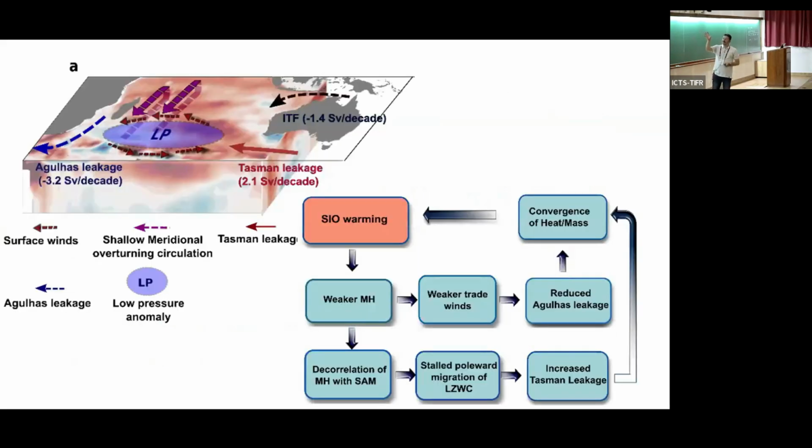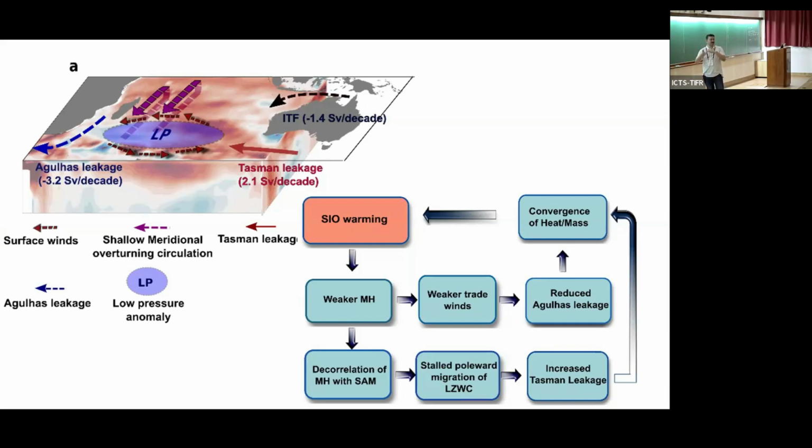So this is presented in terms of a schematic here. Here you are supposed to have a high pressure, but this is an anomaly. So now in the recent decade, you are getting a low pressure anomaly. That is leading to the subtropical gyre weakening, not feeding the Agulhas current well, so the Agulhas is weakening. At the same time, the Pacific subtropical gyre is going south, but the Indian Ocean is not, so the Tasman leakage has increased.